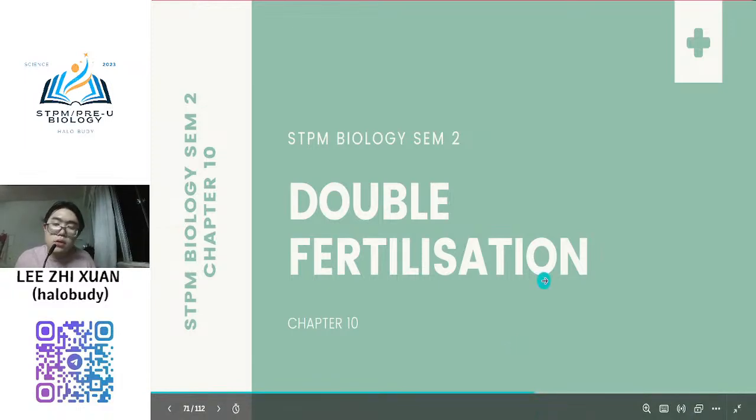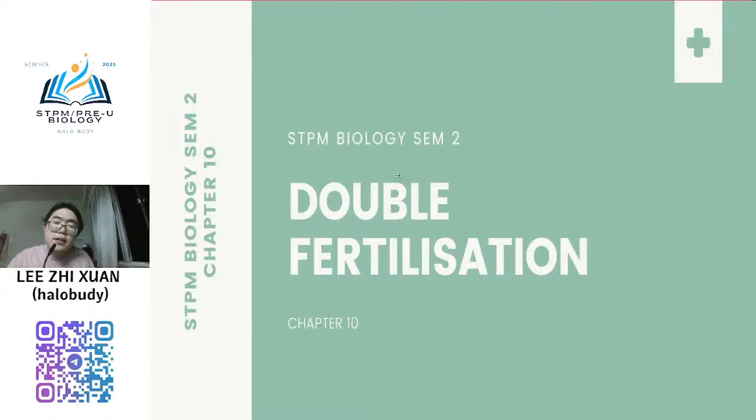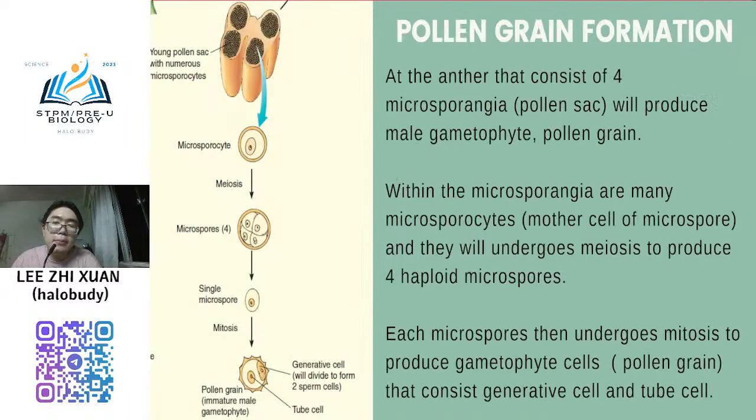So yeah, actually I already mentioned all the double fertilization. So this is just explanation. I repeat, maybe some of you are not very clear. So the first step is about the pollen grain formation. So we know that pollen grain is formed from the microsporangia.